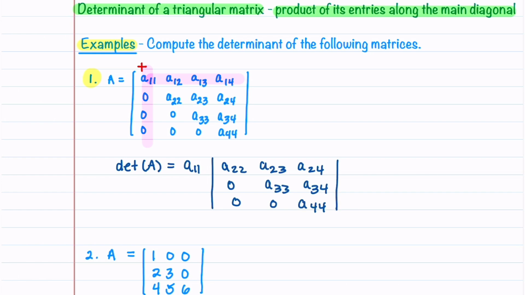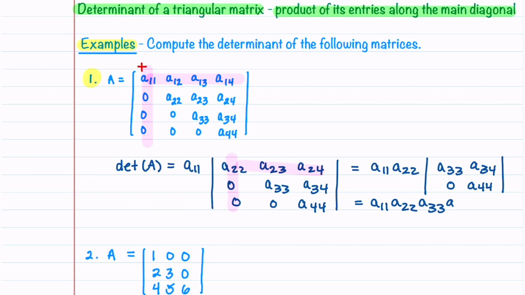Let's now do cofactor expansion along the first column again. This gives us an A11, A22 times the 2 by 2 determinant, A33, A34, 0, and A44. This gives us a final value of A11, A22, A33, and A44. Notice that our answer is just the product of the entries along the main diagonal.